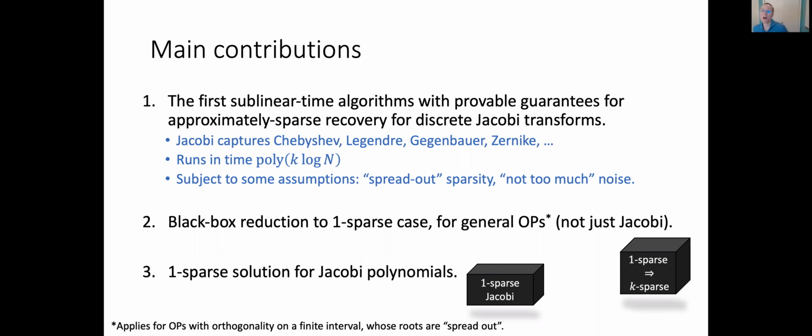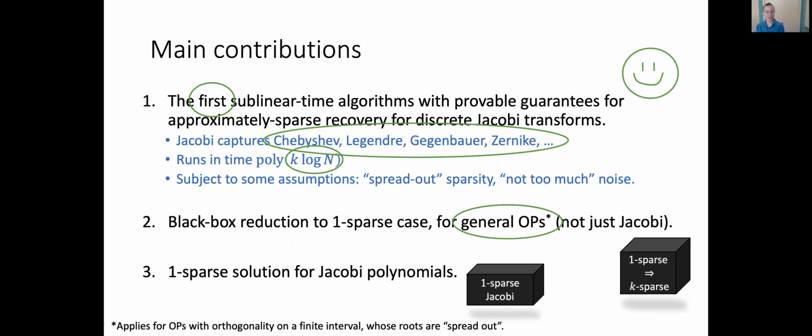Great. Okay. Again, before I go on to state these results a little more formally, there's some discussion. There are some things about this that make me happy. First, as far as I know, there are no other algorithms that do this, so that's cool. The Jacobi class of OPs is very, very general, and our algorithms run in solidly sublinear time. This k log n is looking very nice.